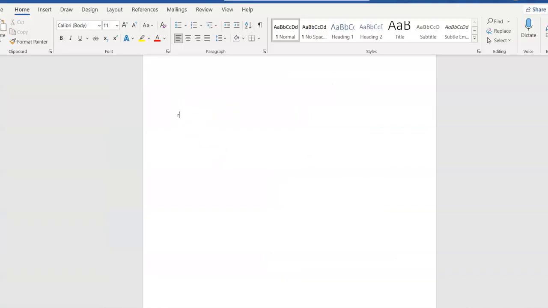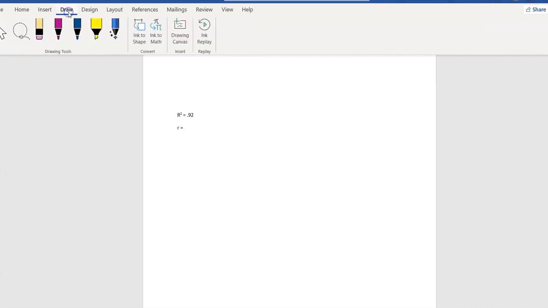R squared was 92%. And it's not supposed to be capitalized. It just tends to do that in Word. So think of it as little r squared. All right, so to get R itself, all we need to do is take the square root of this so that we just have plain old little r. So the square root, and I'll use my little draw feature here to draw my square root symbol.